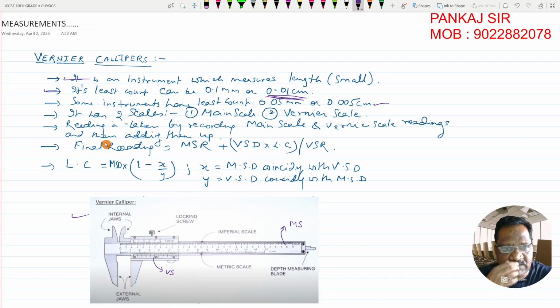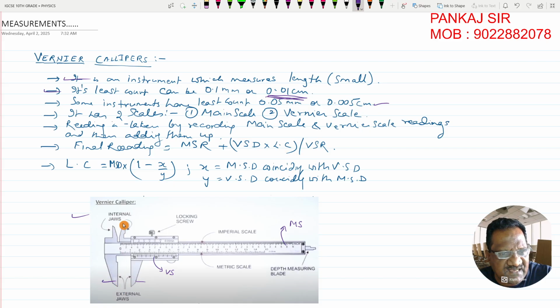Now, the other parts of this vernier calipers: these two are the jaws. These are known as the external jaws, and they are used for measuring the diameter of a circular object. If you have a cylinder, then you can find out the external diameter of the cylinder using these two jaws. Or if you want to find the length of an object, the object has to be fixed between these two jaws. So these are the external jaws.